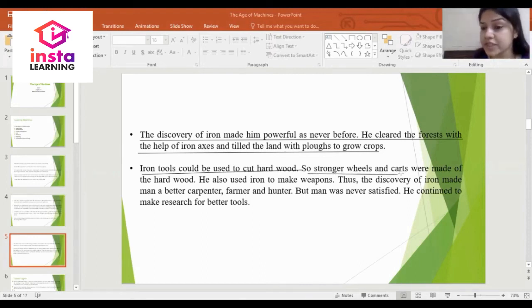So, stronger wheels and carts were made of hardwood. He also used iron to make weapons.